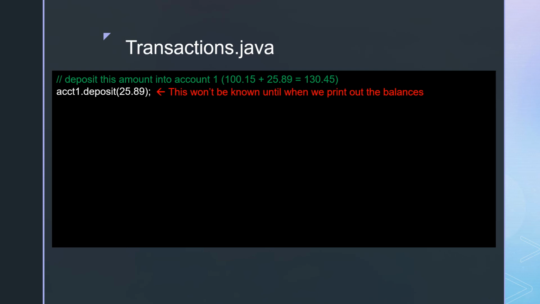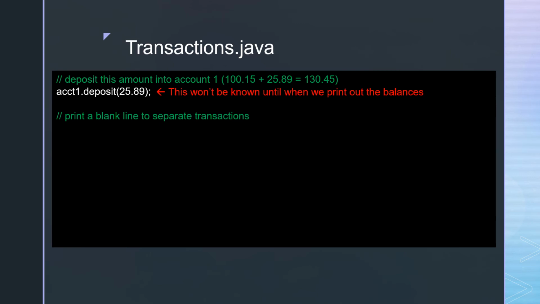ACCT1.getBalance. All Java is doing is invoking the deposit method, which says add the amount specified to the balance and store the new value. Although there is a return balance associated with this method, Java will not return a balance until we invoke it using the print line statement, as you will see in the next set of instructions.